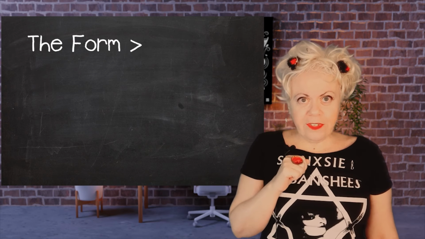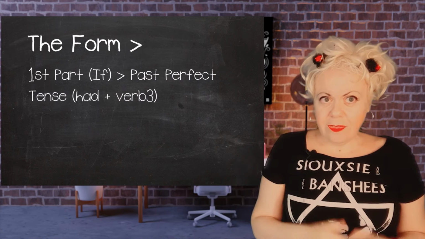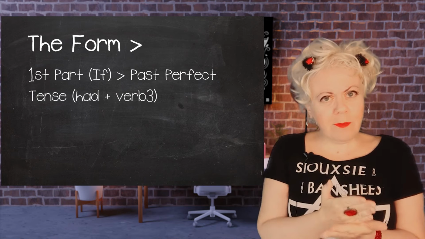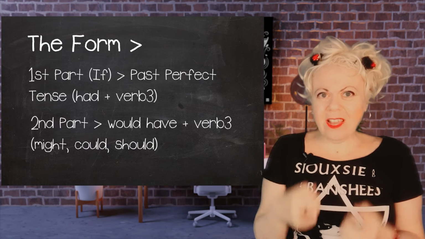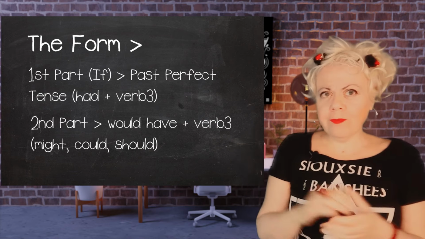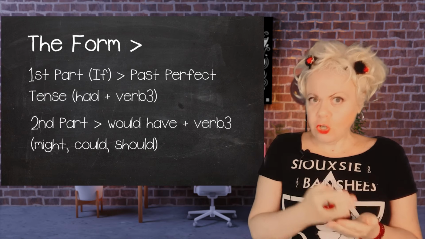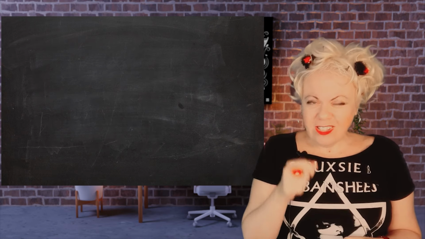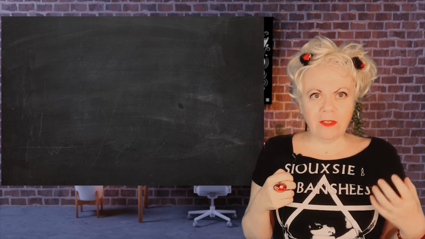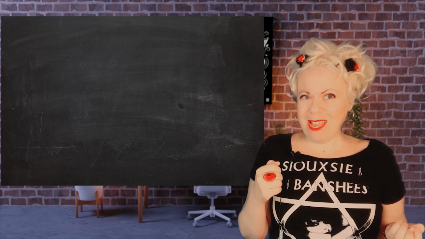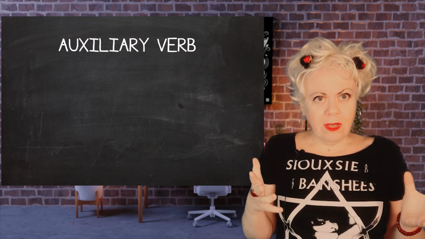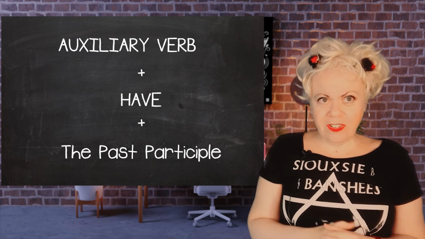The form of a sentence will appear like this. In the first part, the if part will come in the past perfect, had plus verb 3, and in the second part, the result will appear with would have plus verb 3. You can also use might, could, or should. The third conditional mood expresses a situation that could have only happened in the past if a certain condition had been met. That's why we use the modal auxiliary verb plus have plus the past participle.